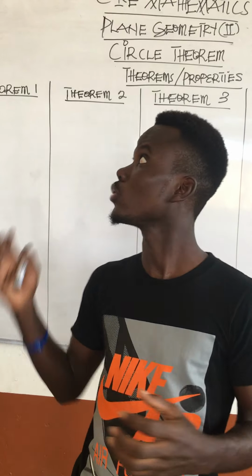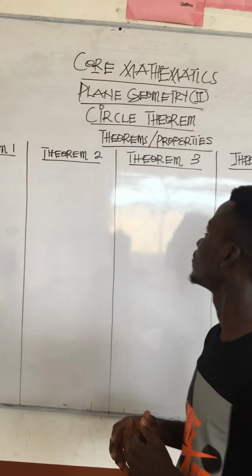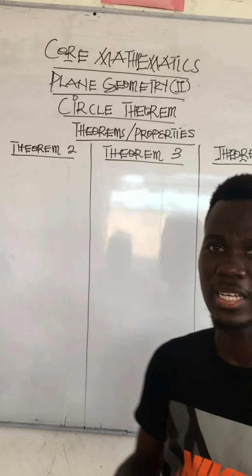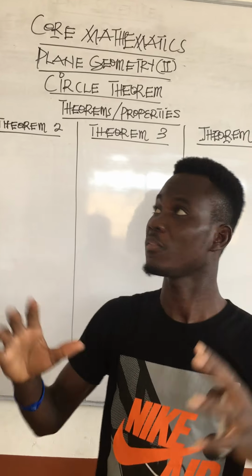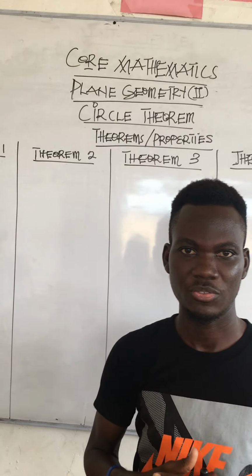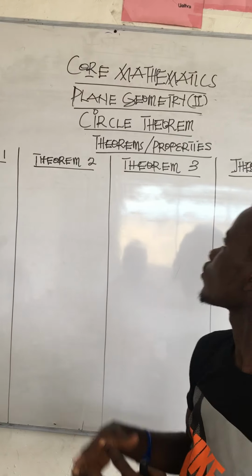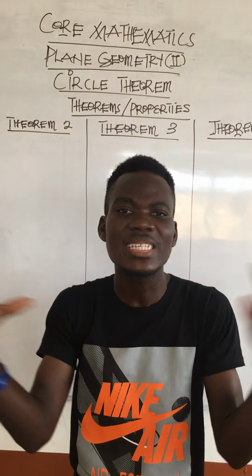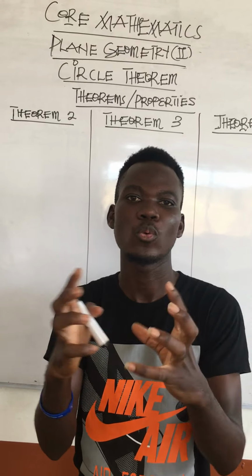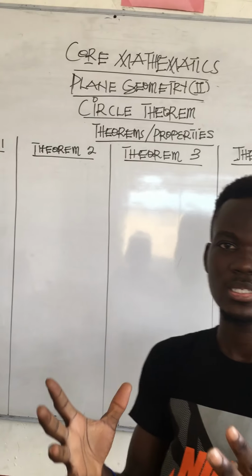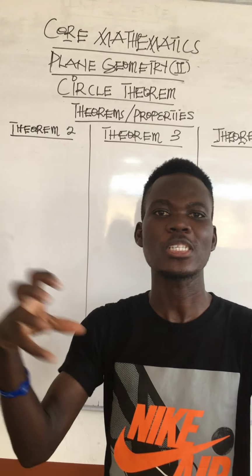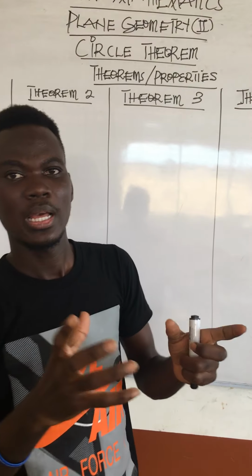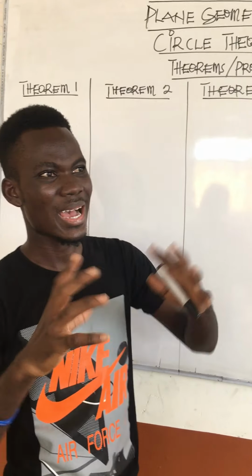So today we are going to look at a very nice topic called plane geometry 2. The main unit is plane geometry 2, and the sub-unit of it is the circle theorem. Now what is a circle theorem? Circle theorem is a combination of a circle and angles. So we are going to look at the properties of a circle, and the properties of an angle. Now, what are some of the angles?